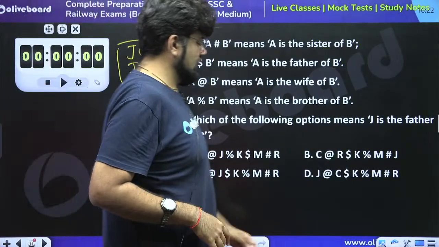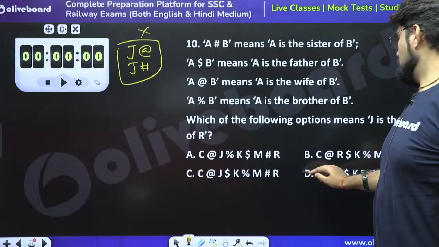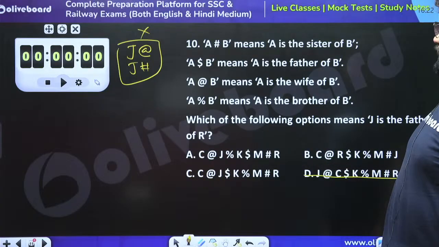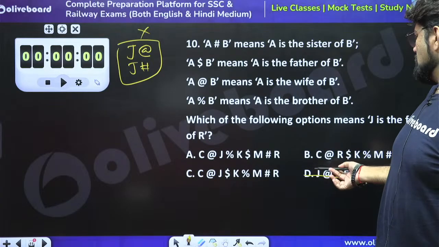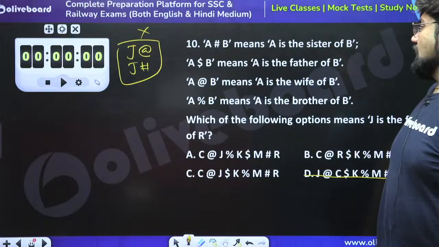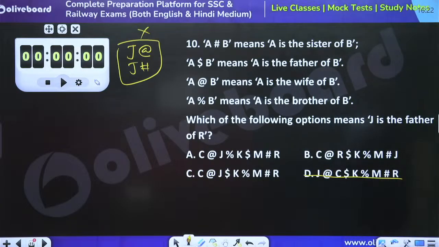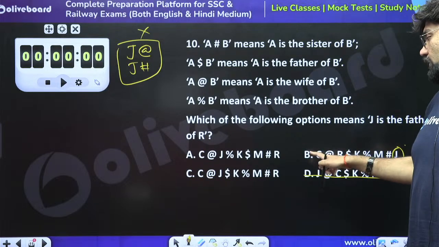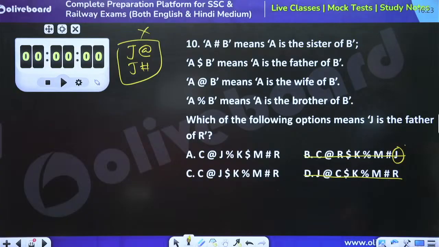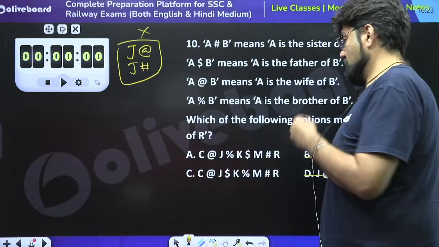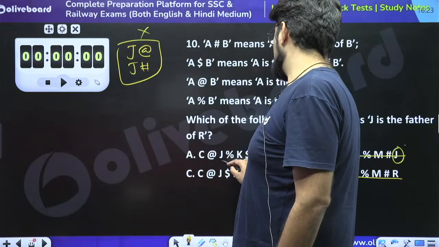So after J, you cannot have an @, it's here, this is gone. Okay, I think that's it. J does not have a hash after it. And in the end also, if J is in the end, you will not know the gender of J. Okay, but we need J to be the father of R. In this particular case, we will not know the gender. So this will also be eliminated. Now out of these two, you have to check. Okay, so J and R, this is it.